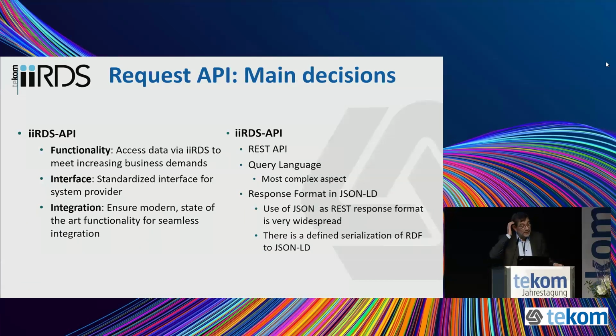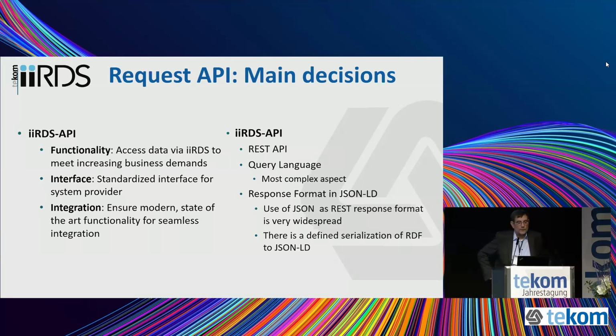The main requirements for the iiRDS API were functionality. Use a business standard that is widely used and accepted. And as you can see, we're using a REST API, as anyone is doing at the moment. It should be a standardized interface for system providers, so it's easy for them to offer query APIs when they're managing iiRDS data. And it should be easy to integrate, so modern state-of-the-art functionality for seamless integration. So, as I said, a REST API. This was the easy part of the tender. The query language is the most complex and tricky aspect, as I will tell you more about in a minute.